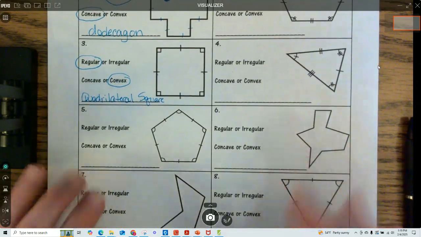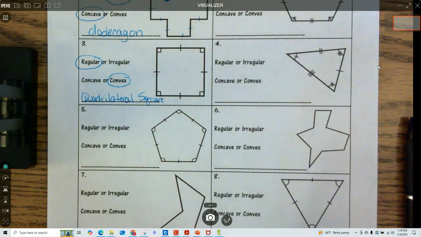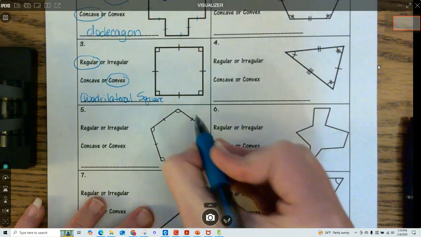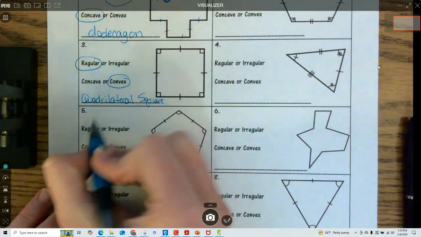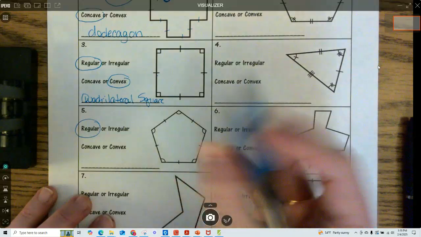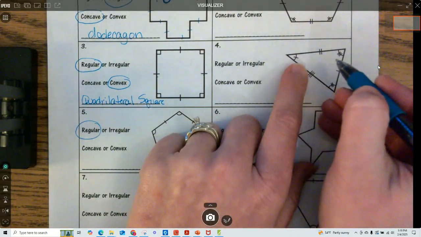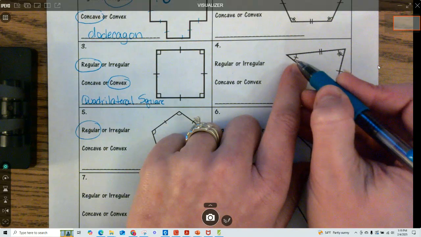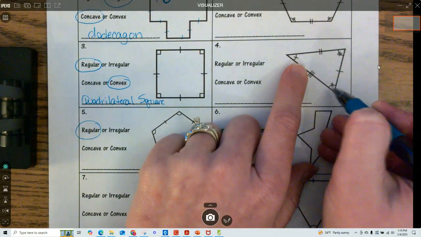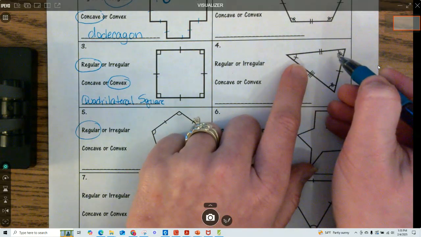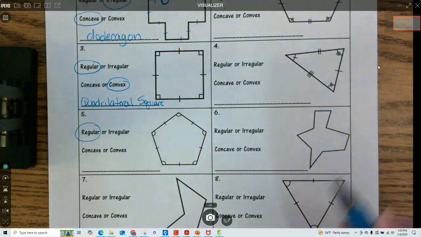All right, what about number 5? Regular or irregular? Regular. Again, all these marks are showing me that all 5 sides are the same. Same with the angle measures. So if you look here, see how the angles each have those little hash marks? That means this angle is different from this angle, is different from this angle. All the sides have to be the same. All the angles have to be the same.